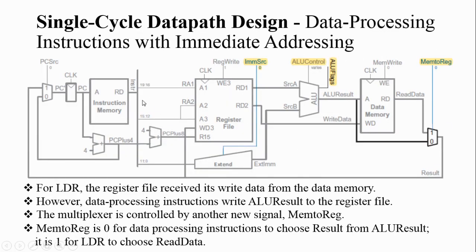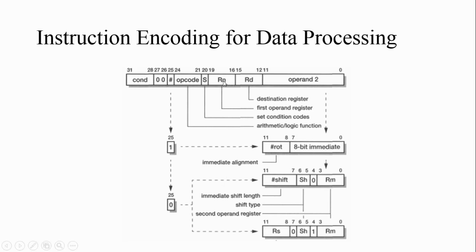For the data processing instruction, I told there are two types of addressing. First one is data processing instruction with the immediate addressing. So this is a data path design for data processing instruction with the immediate addressing, right? Immediate addressing, what is the difference? You are performing an operation on first operand and the immediate value, right? So here you can see that it is an 8-bit immediate value.